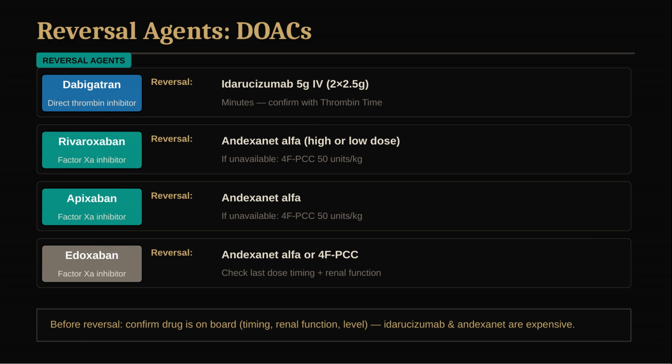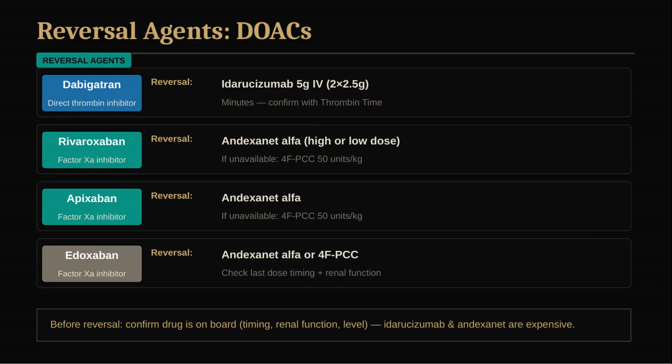Four direct oral anticoagulants, 3 reversal strategies. Dabigatran, a direct thrombin inhibitor, is reversed by idarucizumab, 5 grams IV, complete reversal in minutes. Confirm with thrombin time. Rivaroxaban and apixaban, factor 10A inhibitors, are reversed by andexanet alfa, high dose for rivaroxaban or apixaban taken within 8 hours. Low dose for other situations.